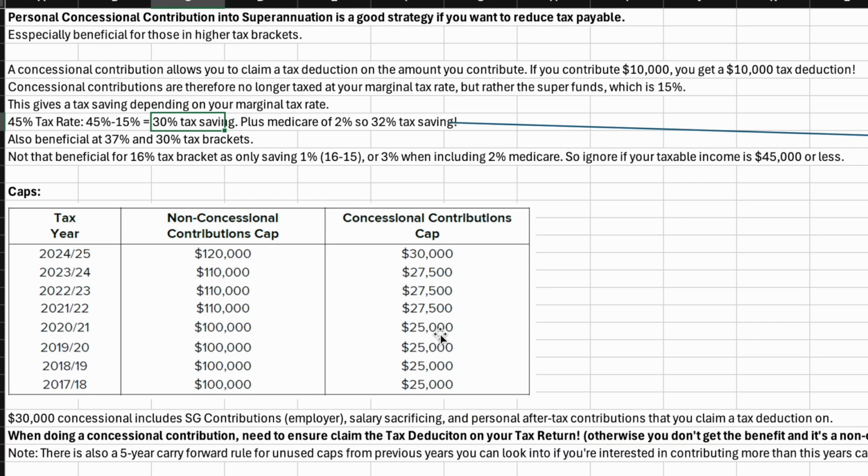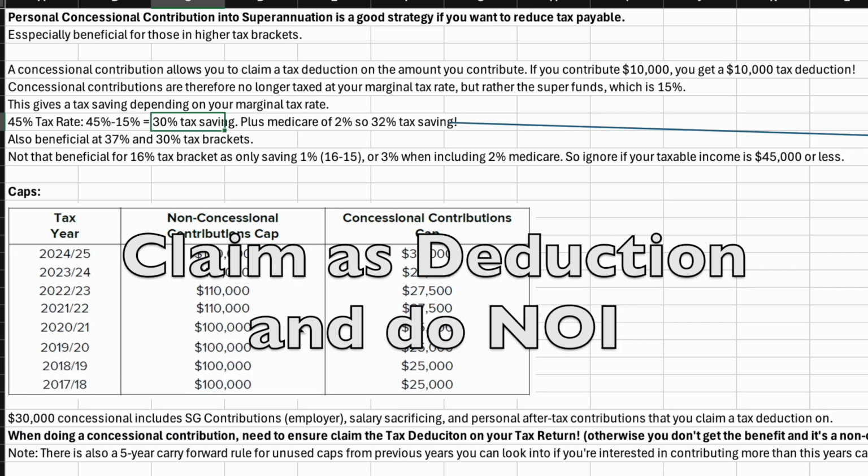Now, the benefit of a concessional contribution is you get a tax deduction. So if you contribute $10,000, you get a $10,000 tax deduction. Now, the really important part with this one is, of course, once you contribute the amount, to claim it as a tax deduction.